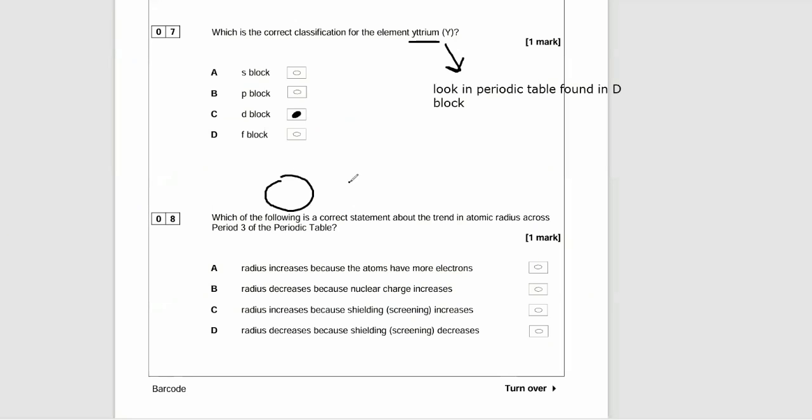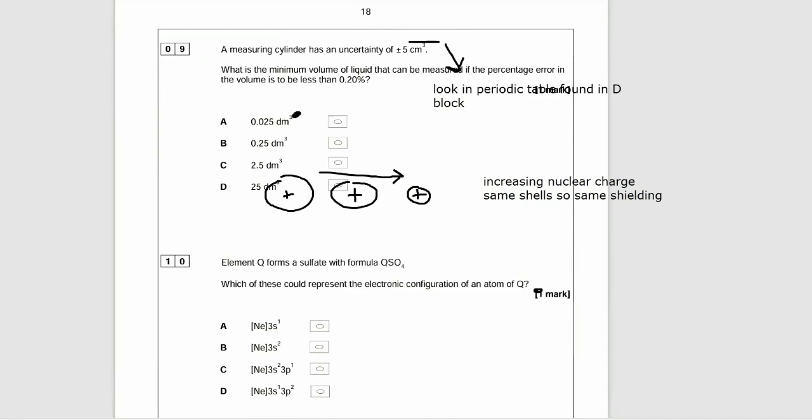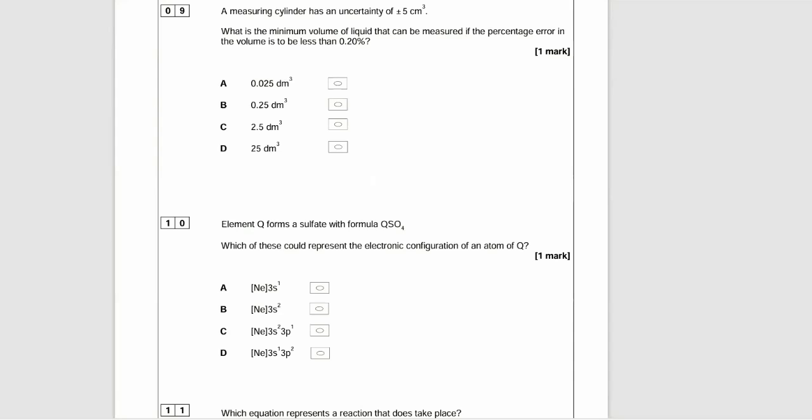Okay, question 8. Which of the following is the correct statement about the trend in atomic radius across period 3 of the periodic table? Well, the radius decreases because as we go across the periodic table, you're gaining 1 proton with each element across. So the nuclear charge is increasing, but electrons are being added to the same shell, and so we're not getting any more shielding, so the radius gets smaller. Let's go to question 9.